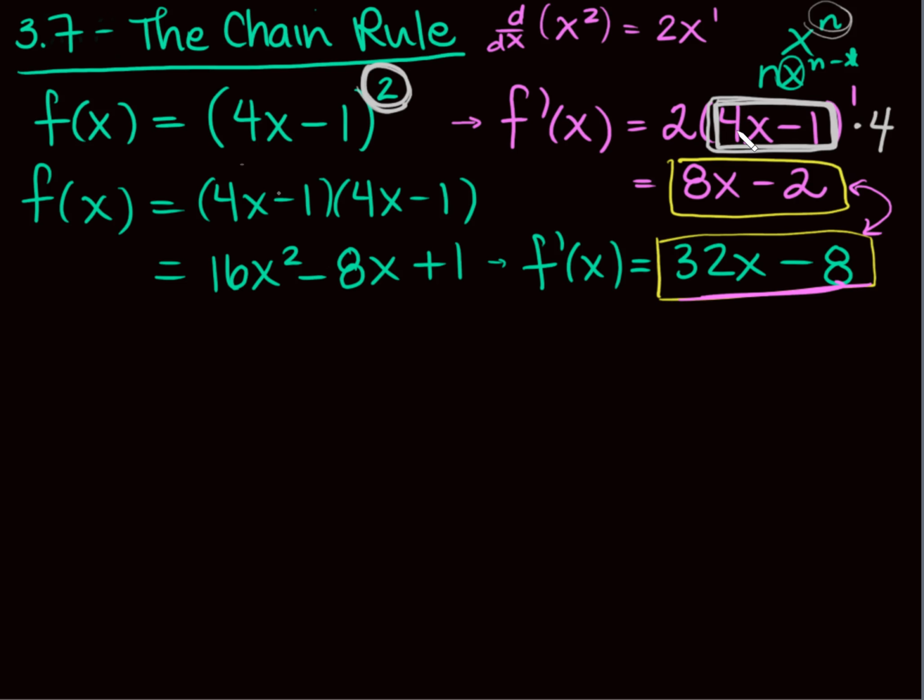And so that inside function, that 4x minus 1, is also changing as x changes. What is 4x minus 1? How is that changing as x changes? What is its derivative? It's 4, so we have to multiply by that 4.